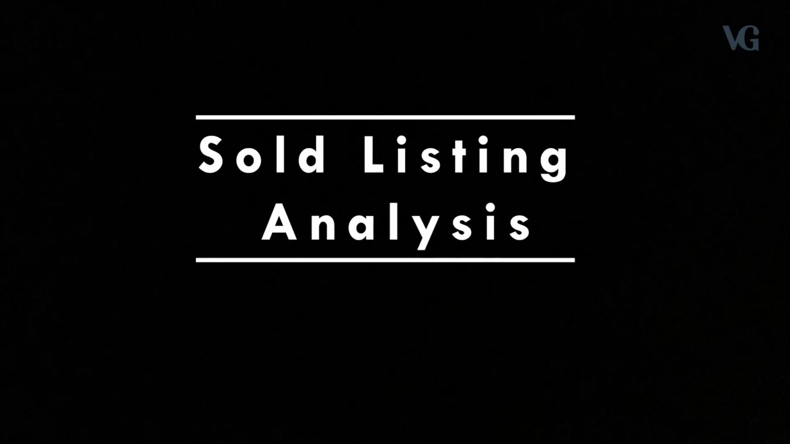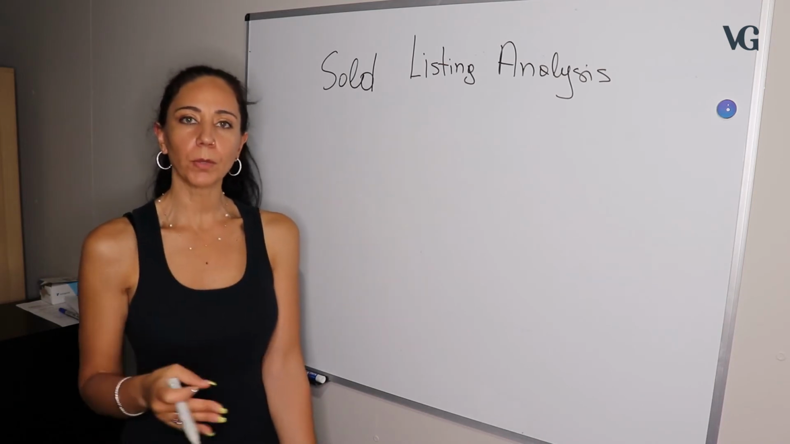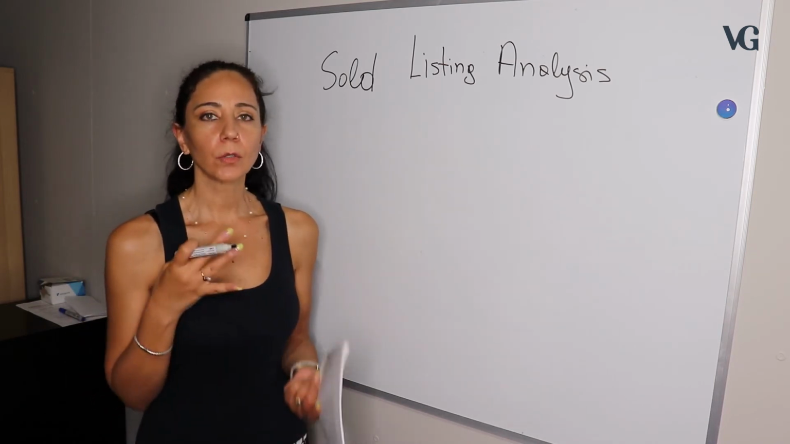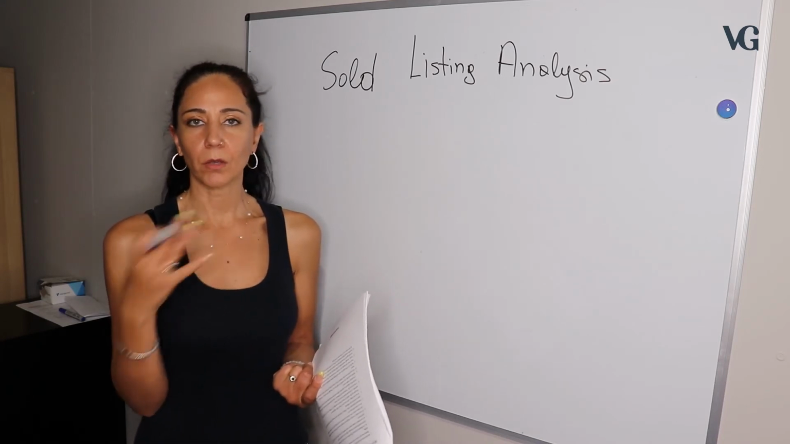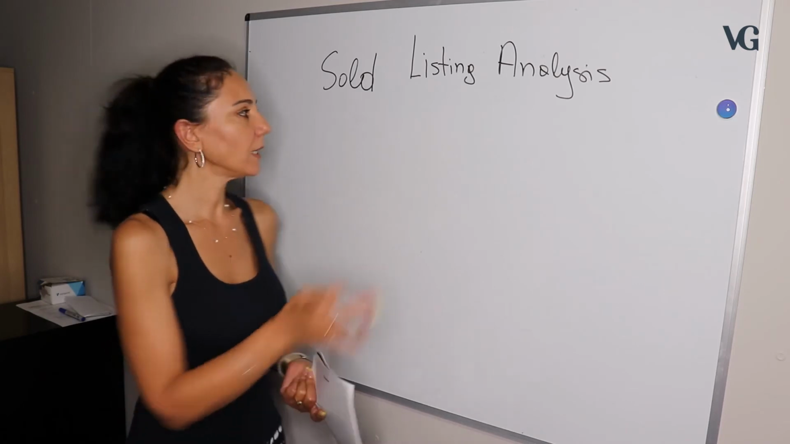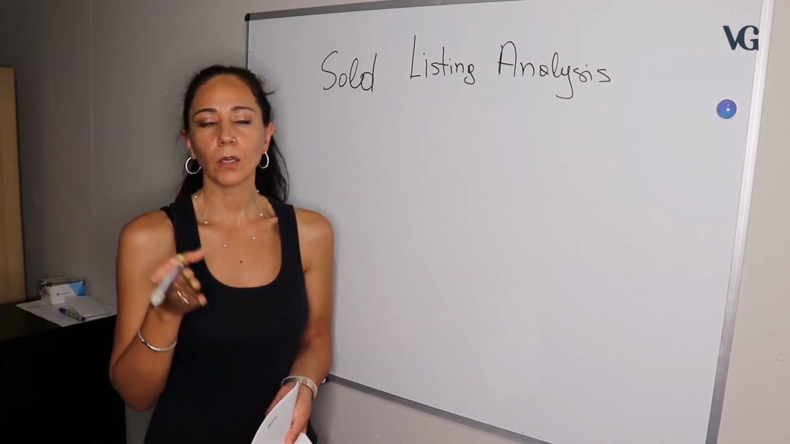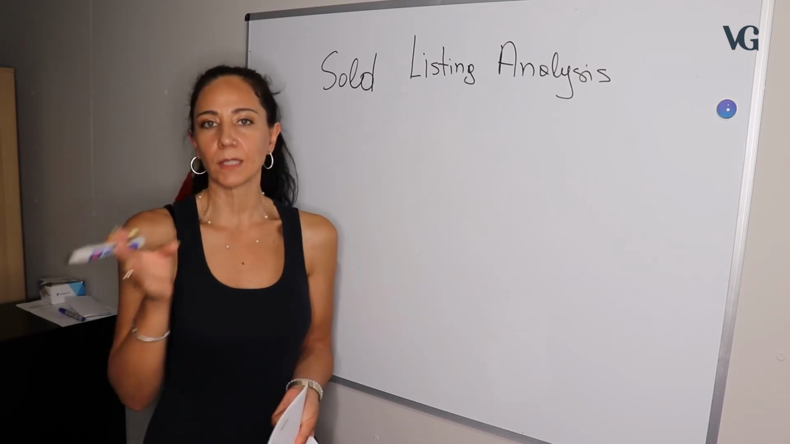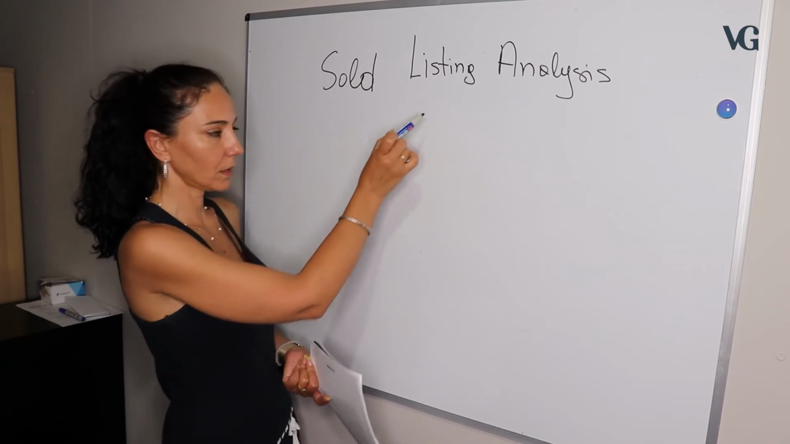And the fourth one is sold listing analysis. So what are sold listings? As the name shows, those are properties that are sold. Usually when I do the comparative market analysis, because we are in a very rapid selling market, a seller's market, I just go 3 to 4 months back, but we can go back 6 months or 1 year, and we can find out information about sold listings.